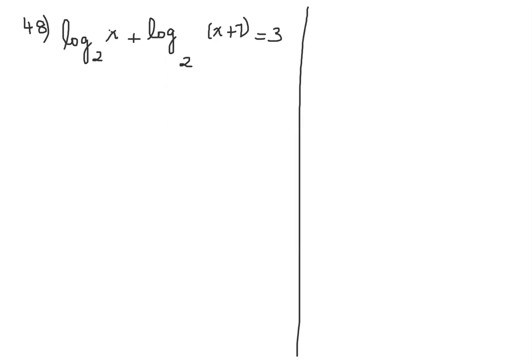Again, here you see a log on only one side. There is no log on the other side. In this case, we have to use the property of exponents. So first, let's apply the product property to bring it down to one single logarithm.